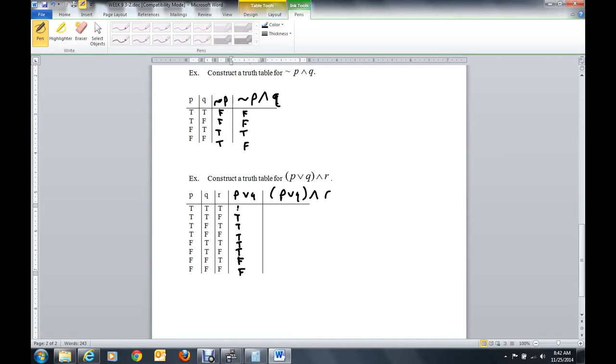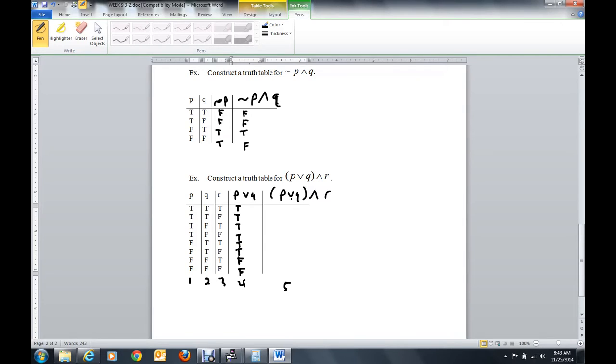Once again, to find this column, I'm only looking at the P and Q columns, nothing else. One way you could think of this: some books like to write column numbers to show you that you're doing 1, 2, 3, 4. This is the order you're doing them. So our last column, the fifth column, will be our truth table's answer column.